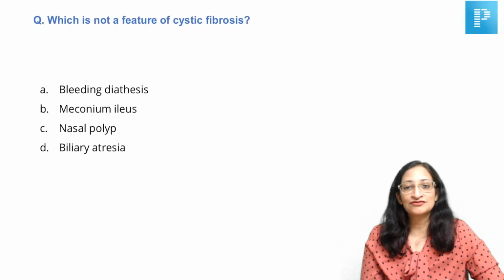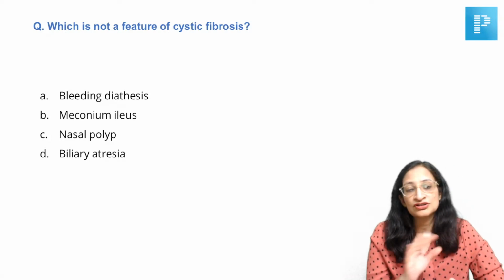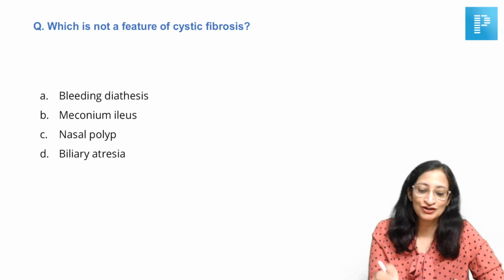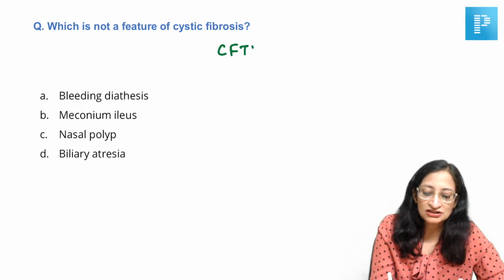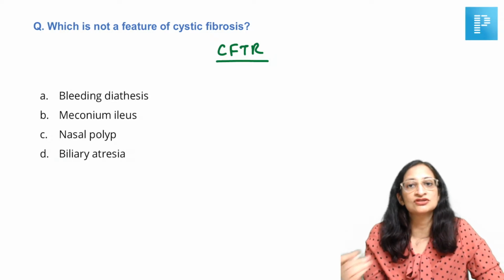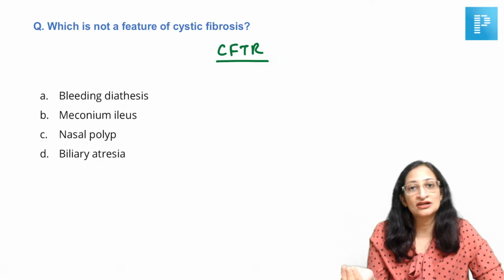Which is not a feature of cystic fibrosis? We all know cystic fibrosis, almost every exam we get a question on it. It is a favorite of the examiners. We know the CFTR gene is involved. Delta F508 is the most common mutation. The chloride channels are mainly involved. Sweat chloride level is more than 60 milliequivalent per liter.